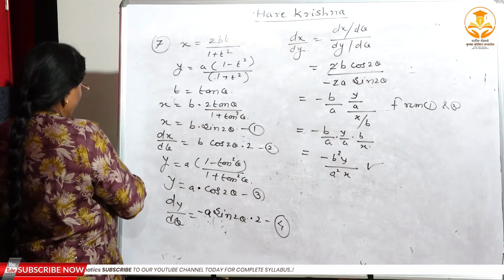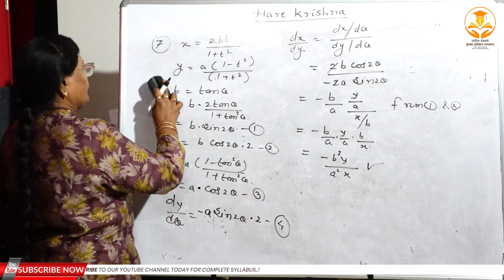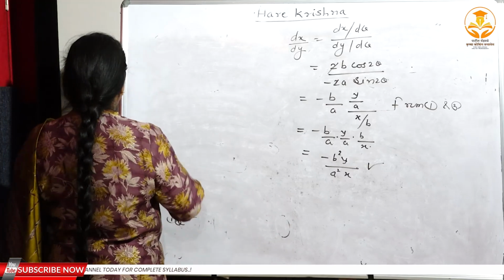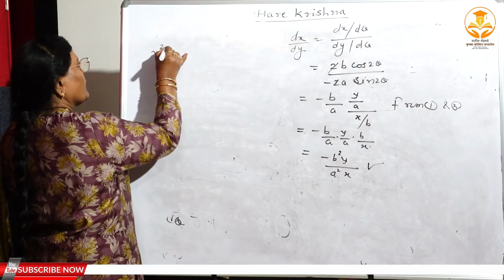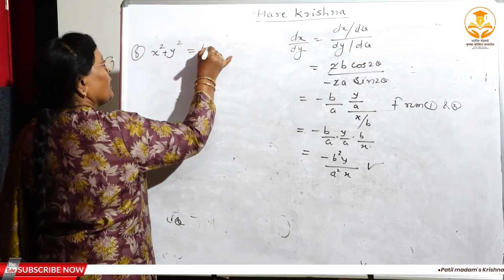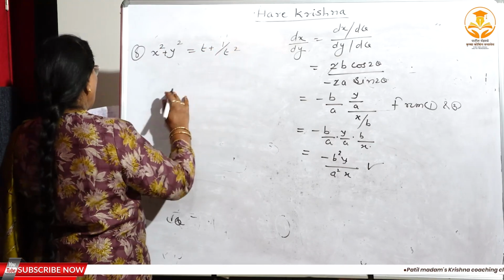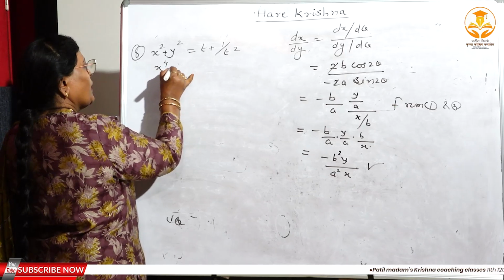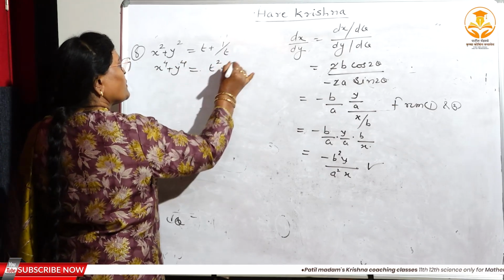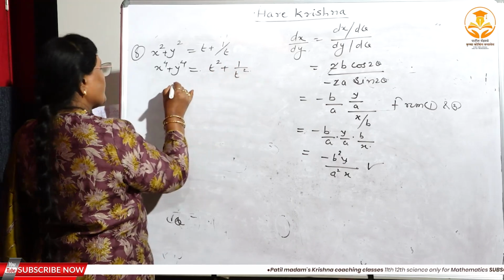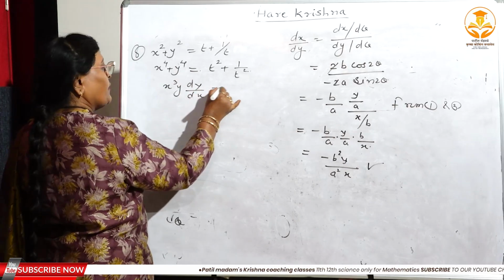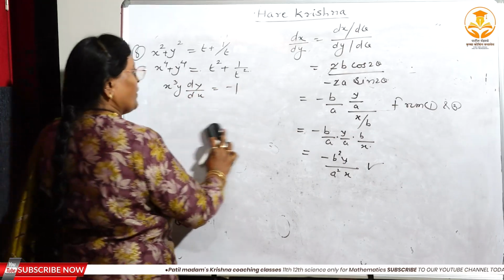Now I am going to take the 8th one here. Again very important. Now x square plus y square is equal to t plus 1 by t, and x to the power 4 plus y to the power 4 is equal to t square plus 1 upon t square. And you have to show that x cube dy by dx is equal to minus 1. Again this is very important.